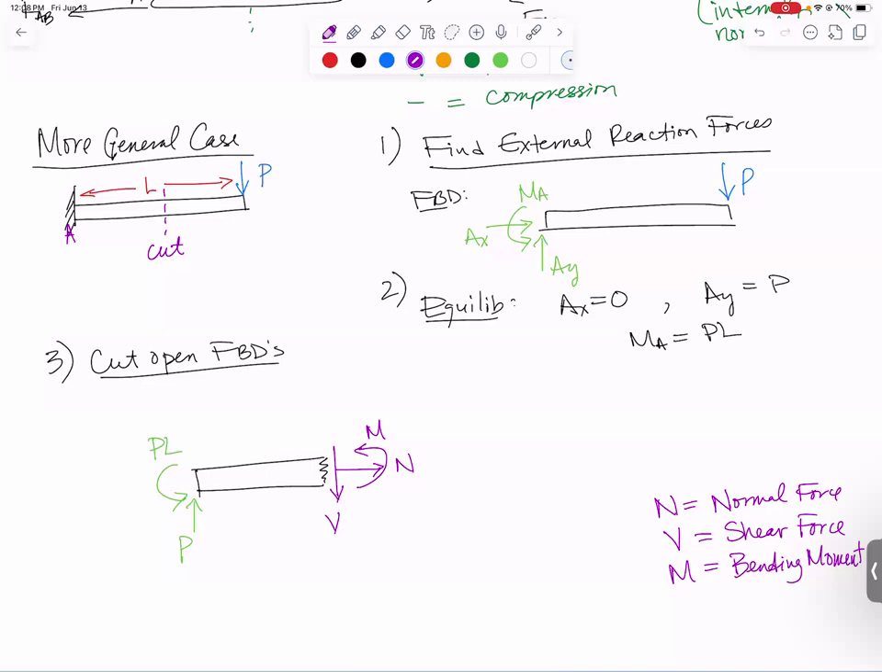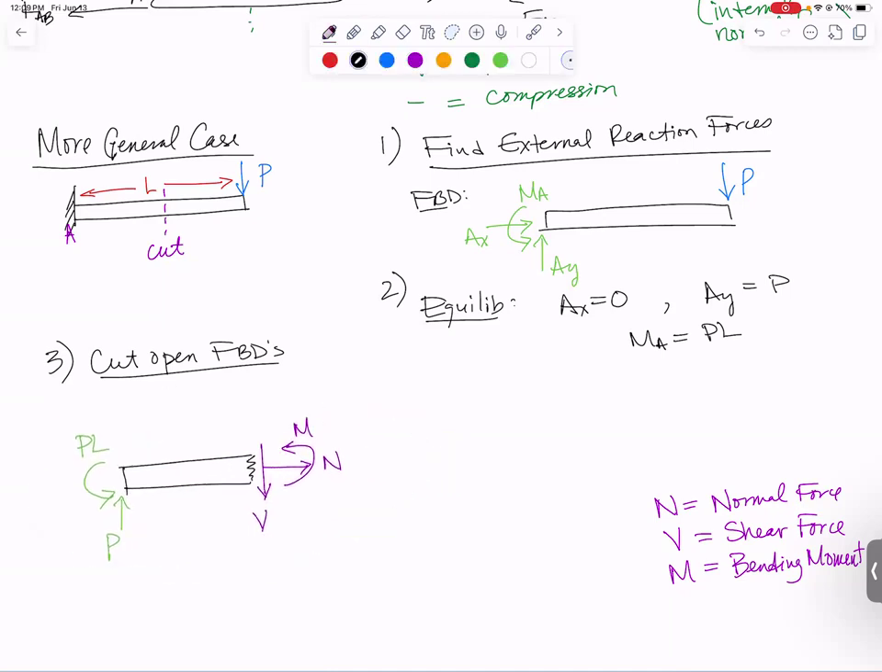Normal should make sense. It's perpendicular to the face. Shear force is just the force that's parallel to the face. And bending moment is a moment that tends to want to make this part bend or curve upward. Like that. That's one of our free body diagrams. I wanted to also draw the other one for practice.